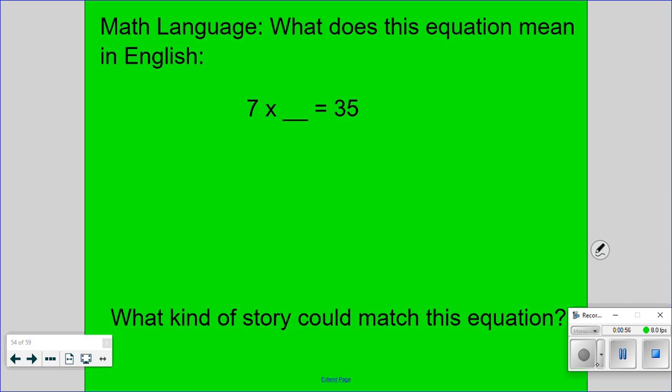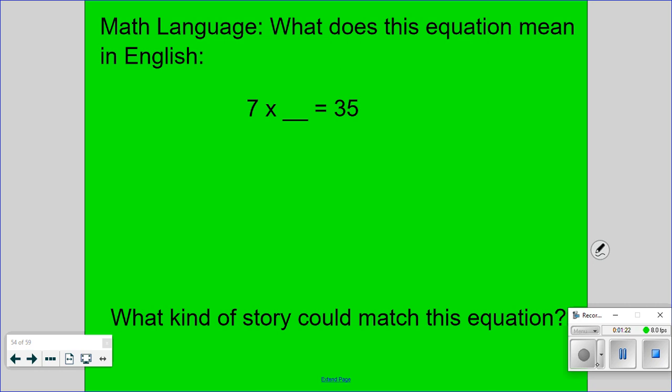If you're not sure, go back and look to when we first started talking about our math language for multiplication. Should be a couple pages back. How would I read that equation? What does that mean? Gwen, you want to give it a go? 7 of something equals 35.